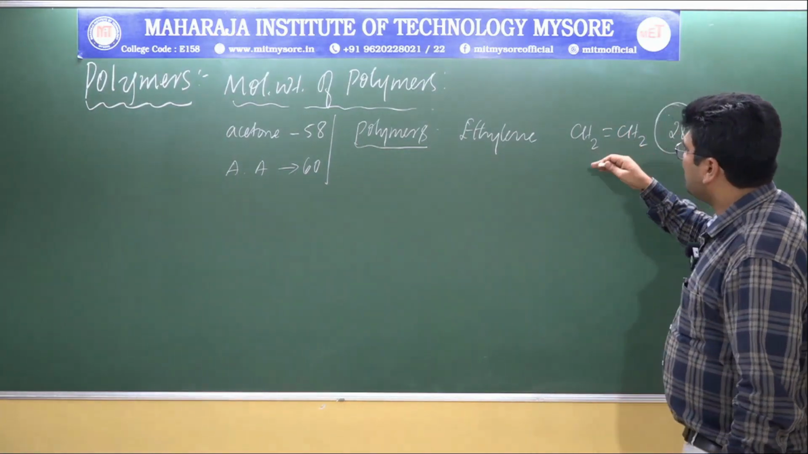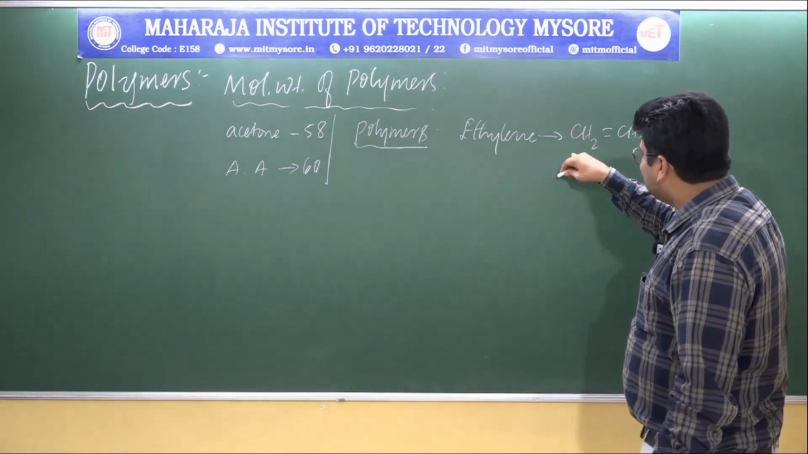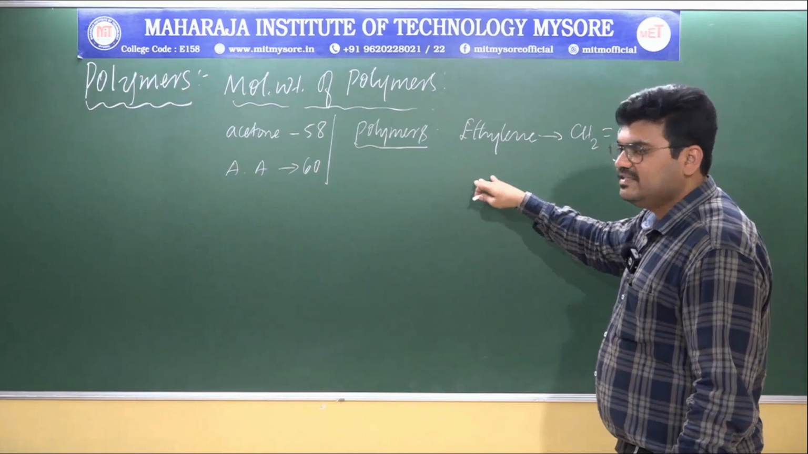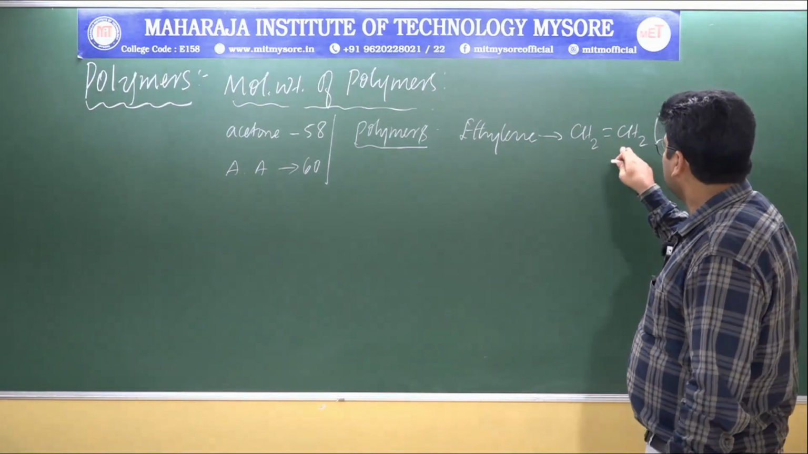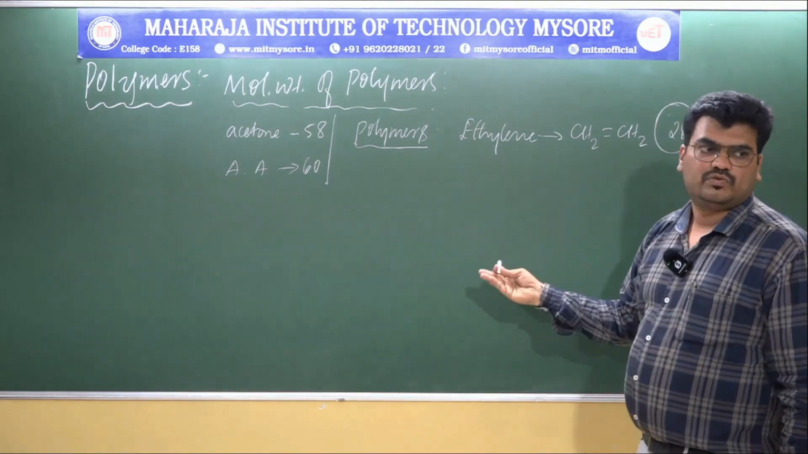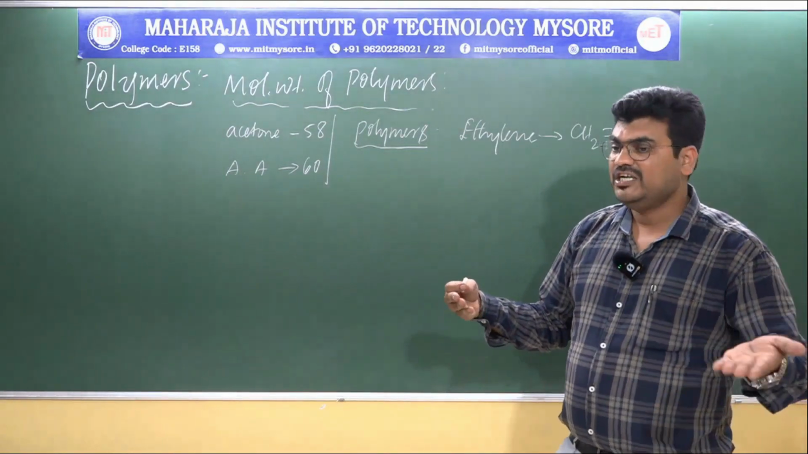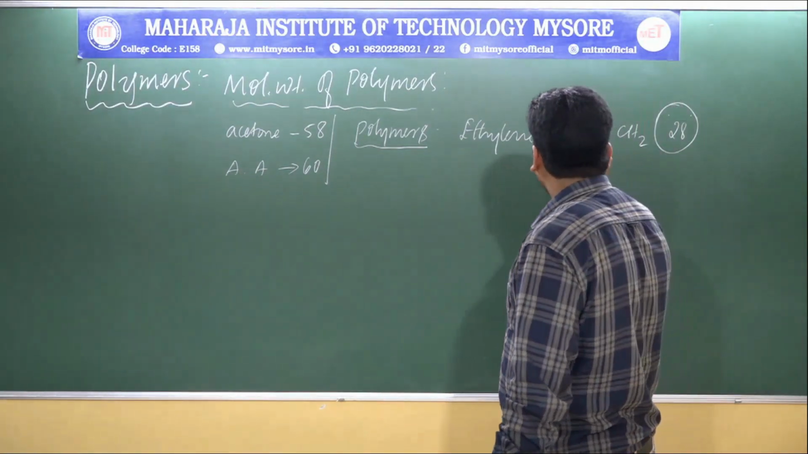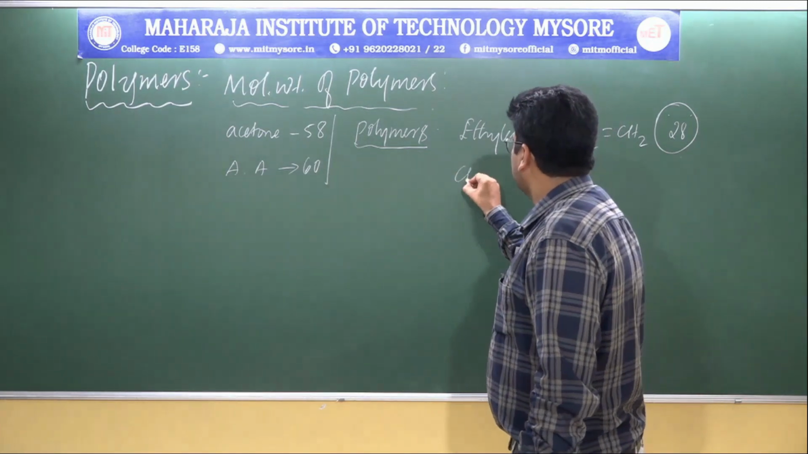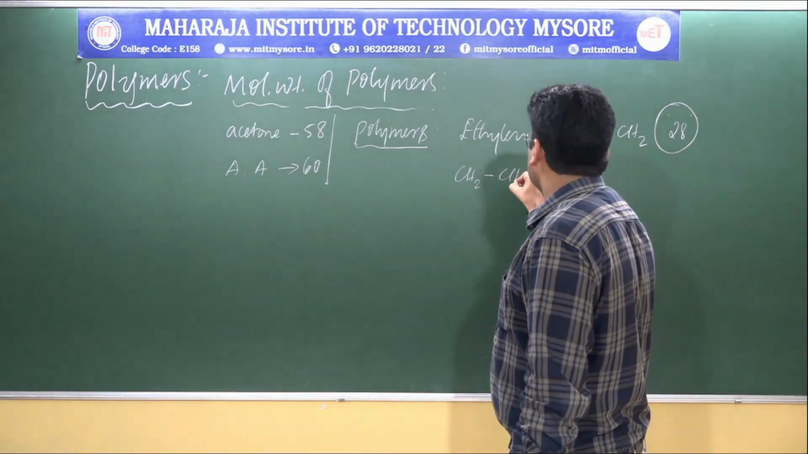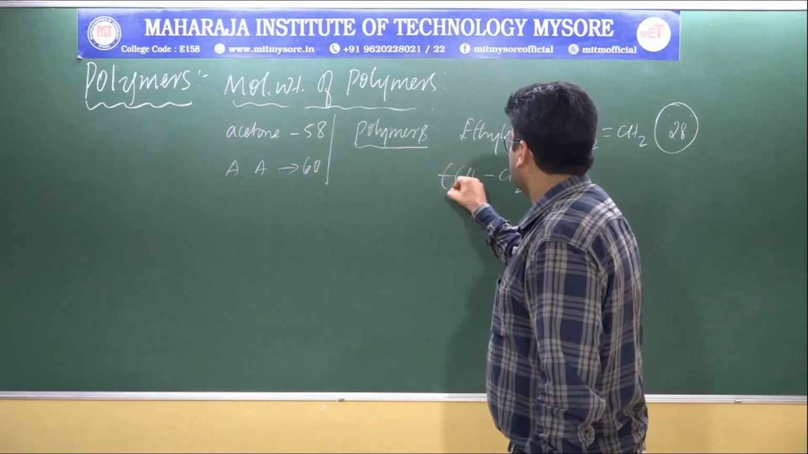The problem arises when this ethylene is polymerized to polyethylene, then the structure is going to become unknown, right? The size is going to become indefinite. So when ethylene is polymerized, polyethylene takes the form (CH2)n, that is, CH2 repeated n times.